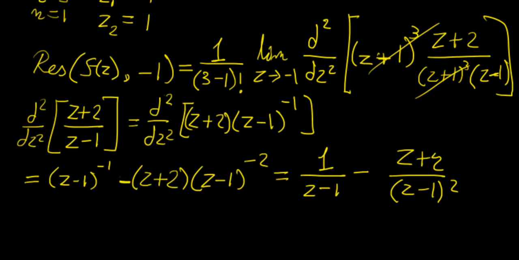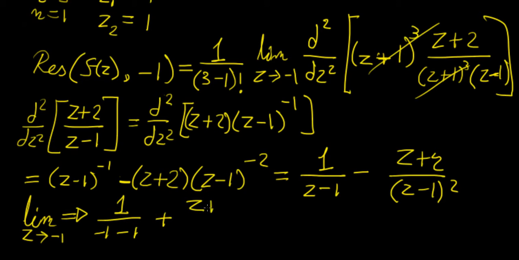And now we're just going to take the limit as z approaches minus 1. So the limit of this as z approaches minus 1 is going to be the following. It's going to be minus 1 minus 1 minus minus 1 plus 2, sorry, it should be minus 1 plus 2, so 2 minus 1.